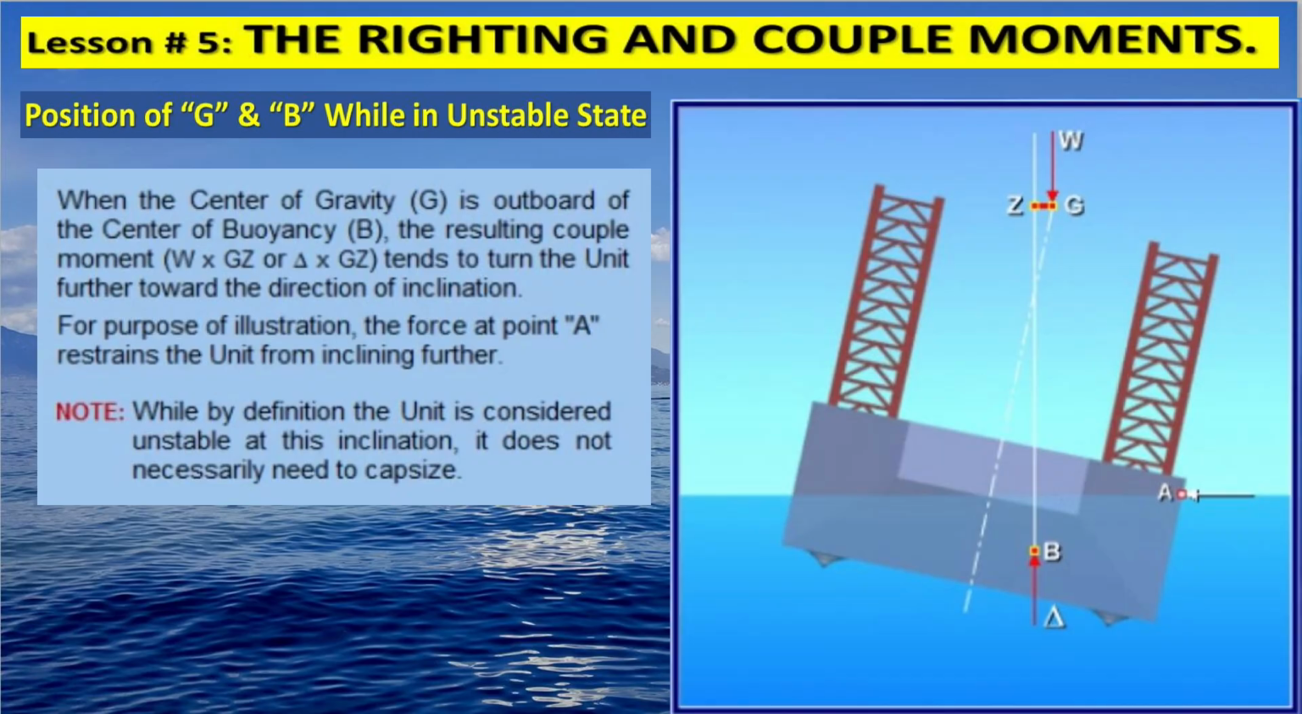When the center of gravity, G, is outboard to the center of buoyancy, B, the resulting couple moment W times Gz, or delta times Gz, tends to turn the unit further toward the direction of inclination. For purpose of illustration, the force at point A restrains the unit from inclining further. Note that while by definition the unit is considered unstable at this inclination, it does not necessarily need to capsize.